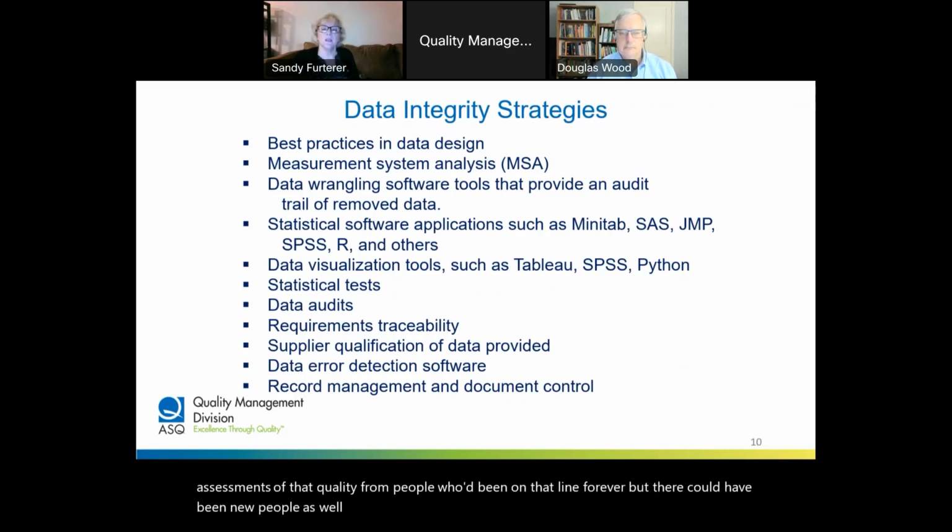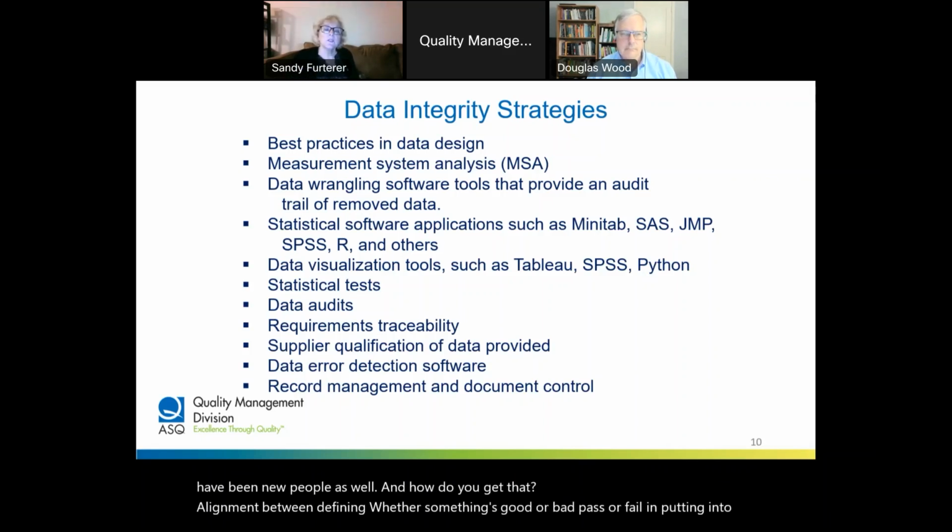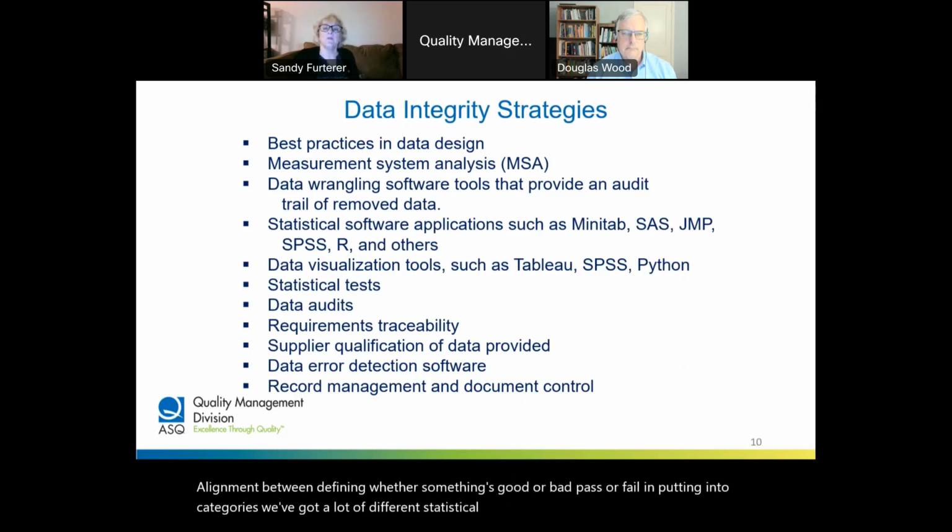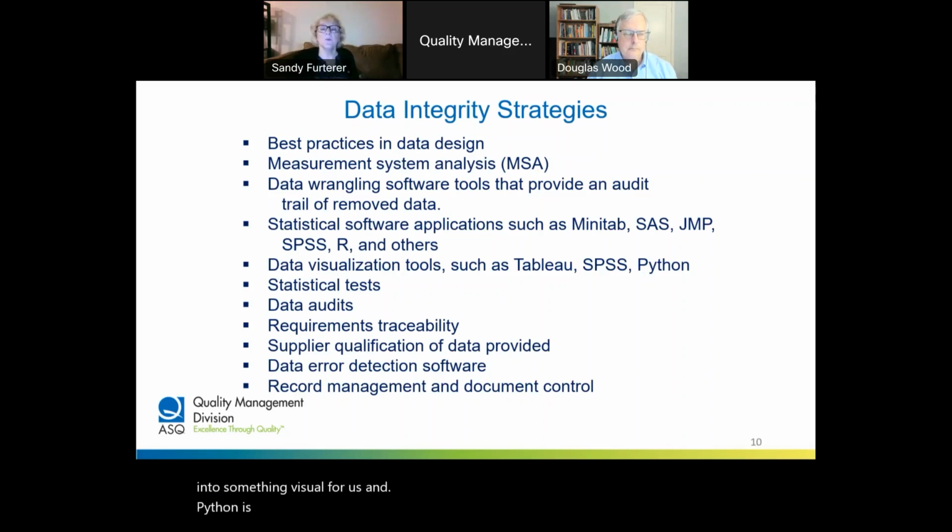And how do you get that alignment between defining whether something's good or bad, pass or fail, in putting into categories? We've got a lot of different statistical software applications. My fave, I love Minitab, but I've used SAS and SPSS before. R, I know, is getting very popular, as well as JMP. Data visualization tools, those are more things that will pull the data and then organize that data into something visual for us. And Python is also becoming super, super popular. But it requires some coding and scripting and those types of things, but very powerful, especially in getting that big data.